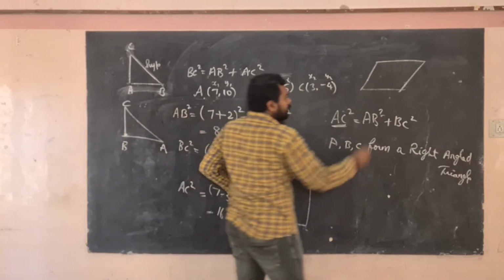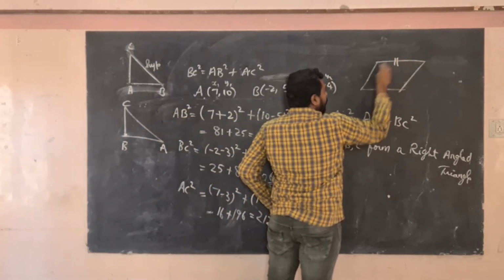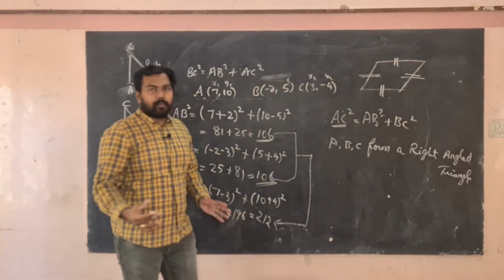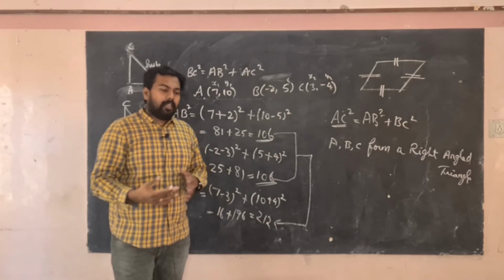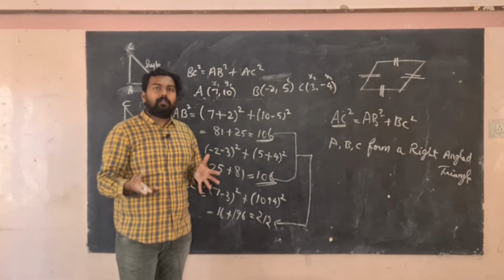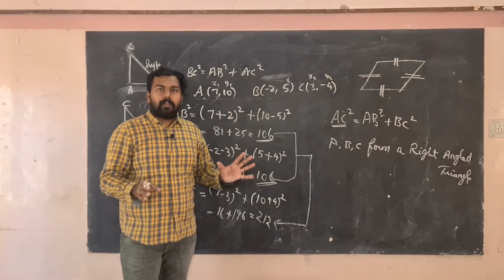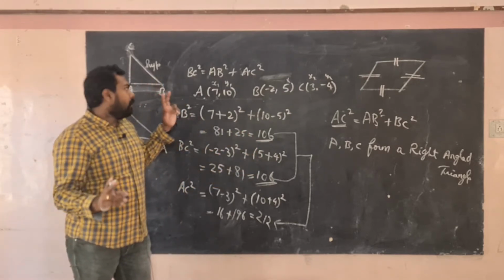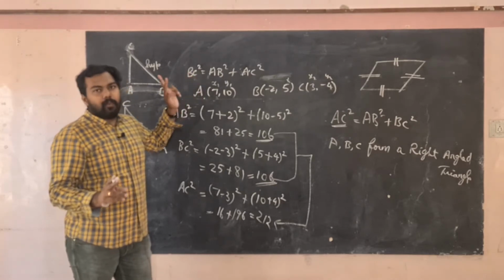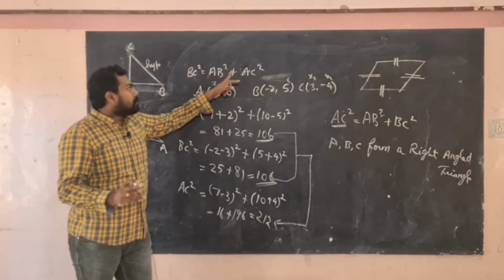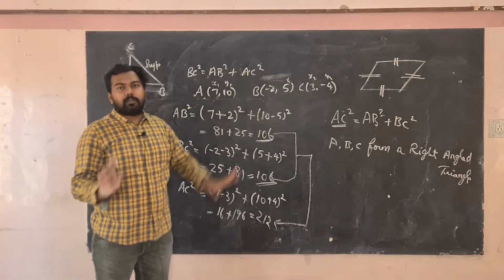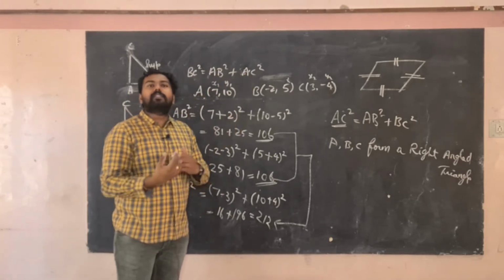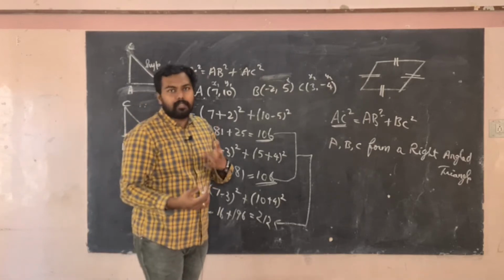See here, this length will be equal to this length, and this length will be equal to this length. So first we have to prove opposite sides are equal. That is what we have to prove in order to make it a parallelogram. To prove a right angle, we have to prove the square of one side equals the sum of squares of the other two sides. In this question we have to prove opposite sides are equal. There will be 4 points. We will do that now.